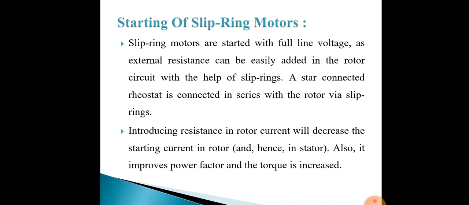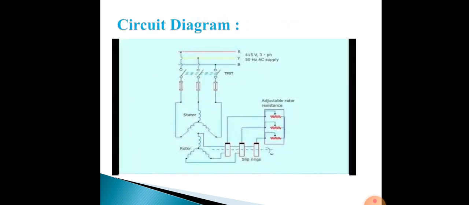A star connected rheostat is connected in series with the rotor via the slip rings. This is the circuit diagram of the rotor resistance starter. This starter can be used only for slip ring induction motors. External or starting resistance is connected in the rotor terminals. In this method, the motor is always started with full line voltage applied across the stator terminals.